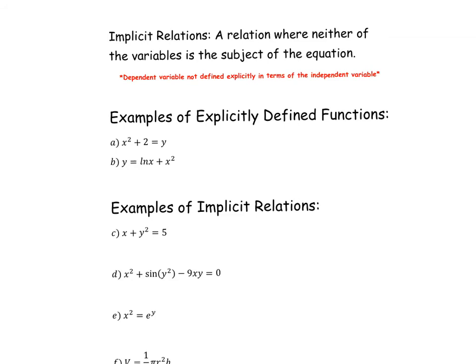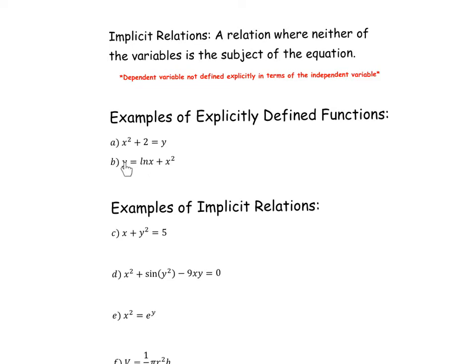Okay, so an implicit relation is a relation where neither of the variables is the subject of the equation. More plainly put, the dependent variable is not defined explicitly in terms of the independent variable. So let's look at some explicitly defined functions. Here, y is explicitly written in terms of x, right? Same here in part b. y is equal to the natural log of x plus x squared.